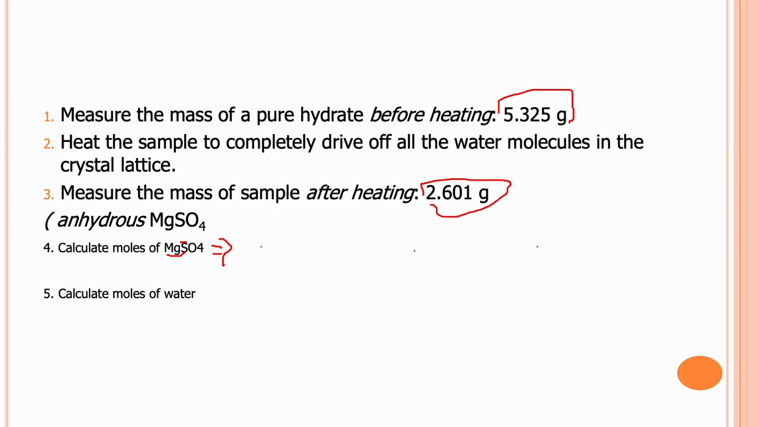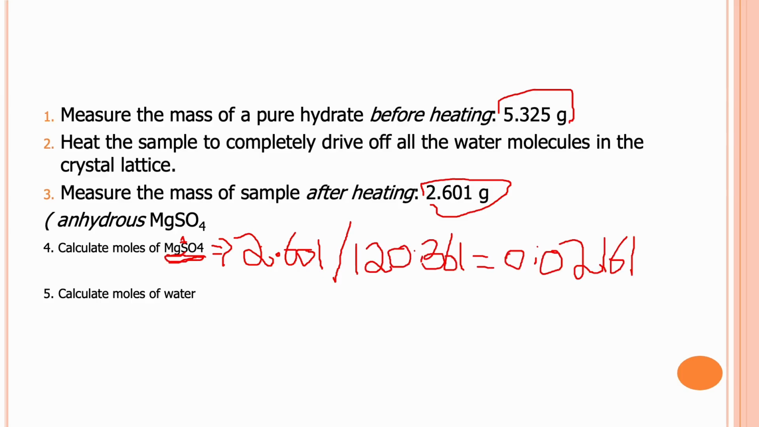2.601 grams. So now we're going to be calculating the moles of your magnesium sulfate, and this is your anhydrous magnesium sulfate, with the loss of water. And I'm going to be dividing it by the molar mass of your magnesium sulfate. And in terms of your moles of water, you're going to have to start off with the mass of water. So you're going to be taking your hydrated salt, the salt with your water, which was your 5.325, and then you're going to be subtracting your anhydrous salt. So the difference between these two is the loss of your water.